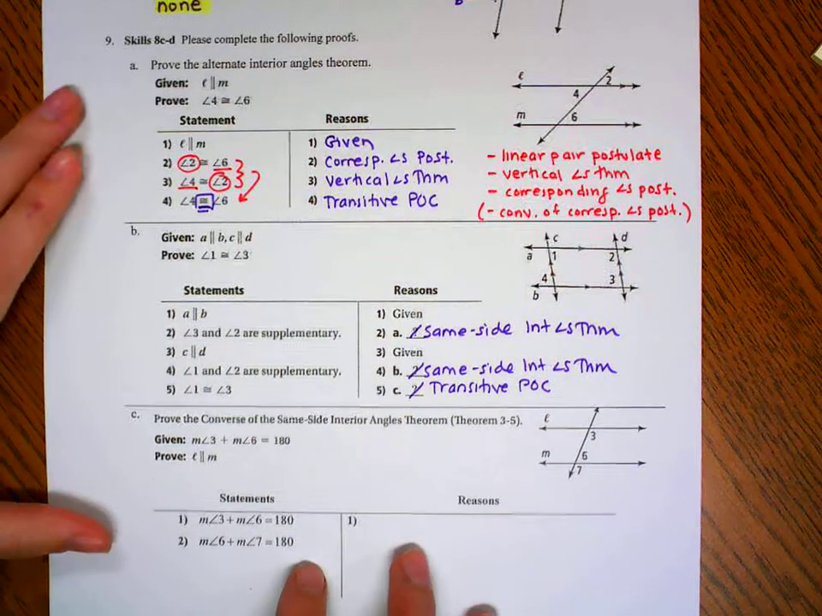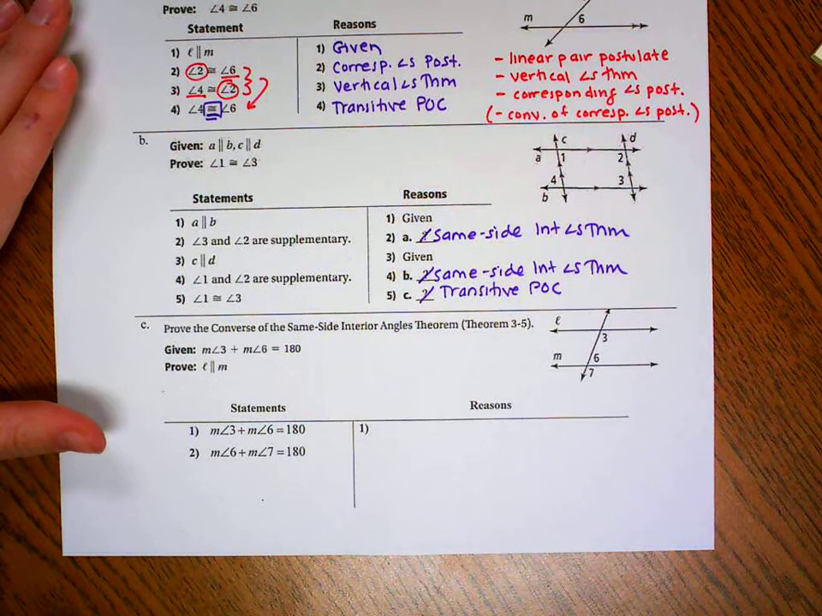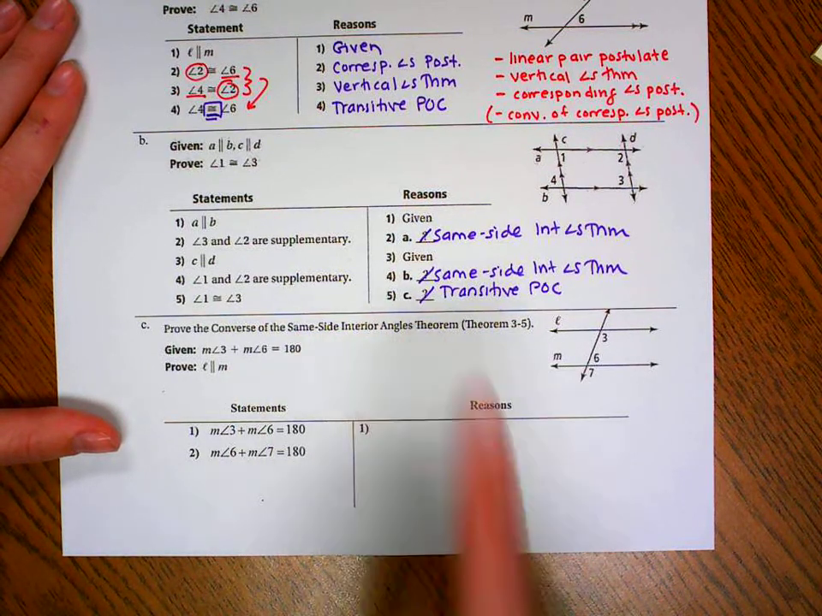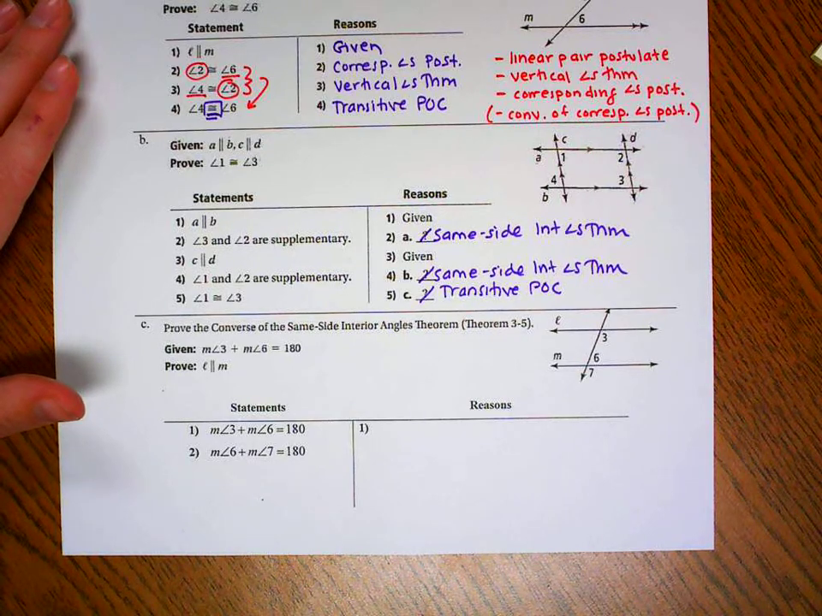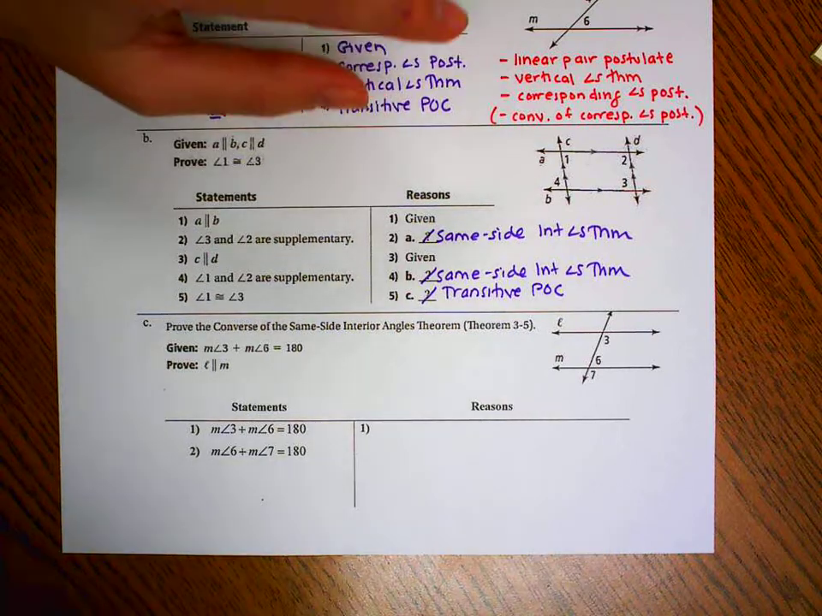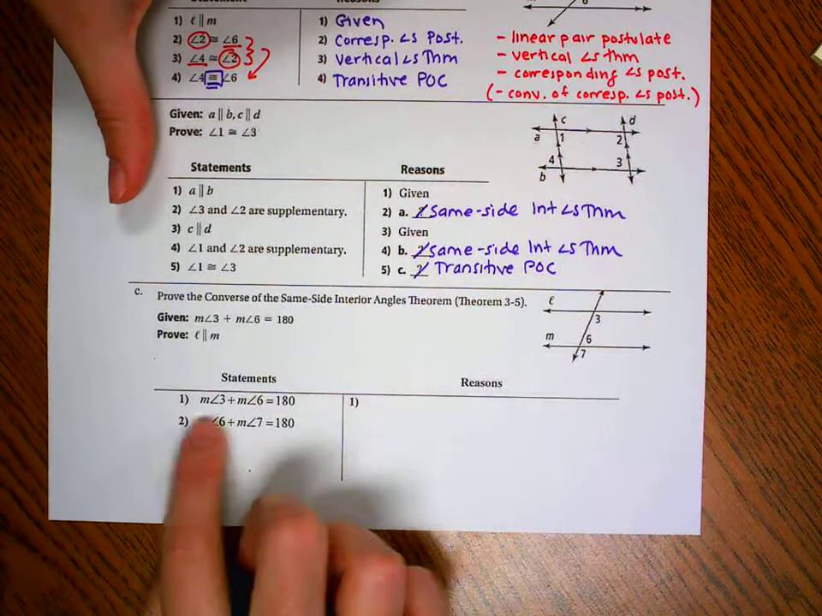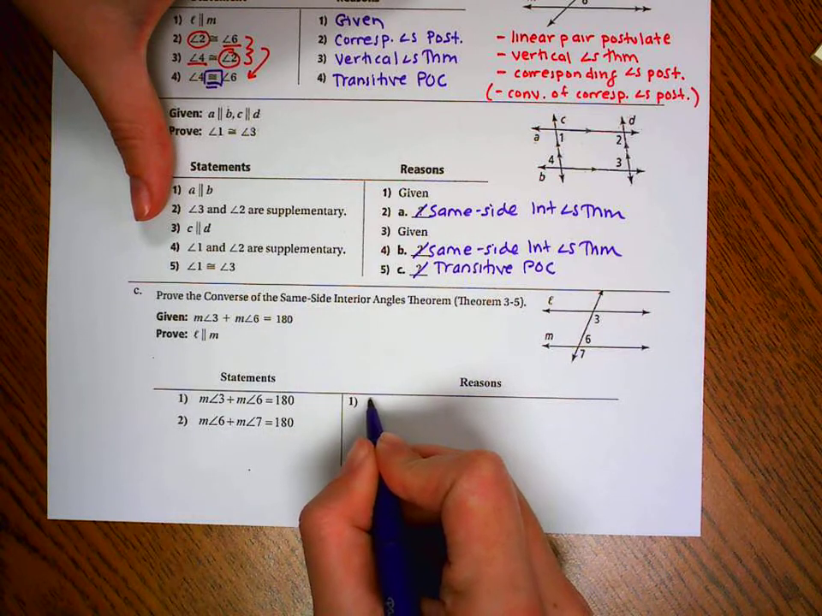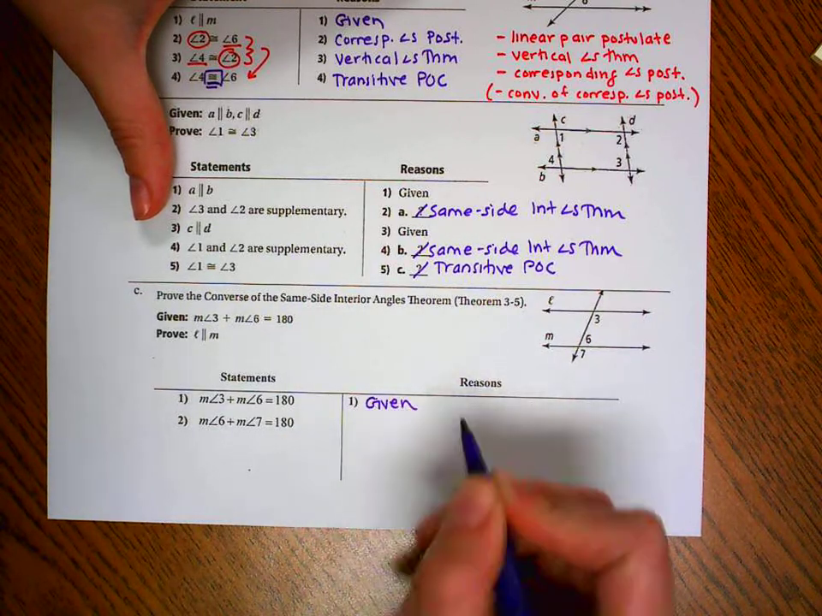The one I really do want to spend time on again is C. We're proving the converse of the same side interior angles theorem, which means we are only going to use postulates and then theorems from last unit. So that same red list that we have up here. So let's start by looking at what's given. We're given that the measure of angle 3 equals the measure of angle 6. That was given to us.